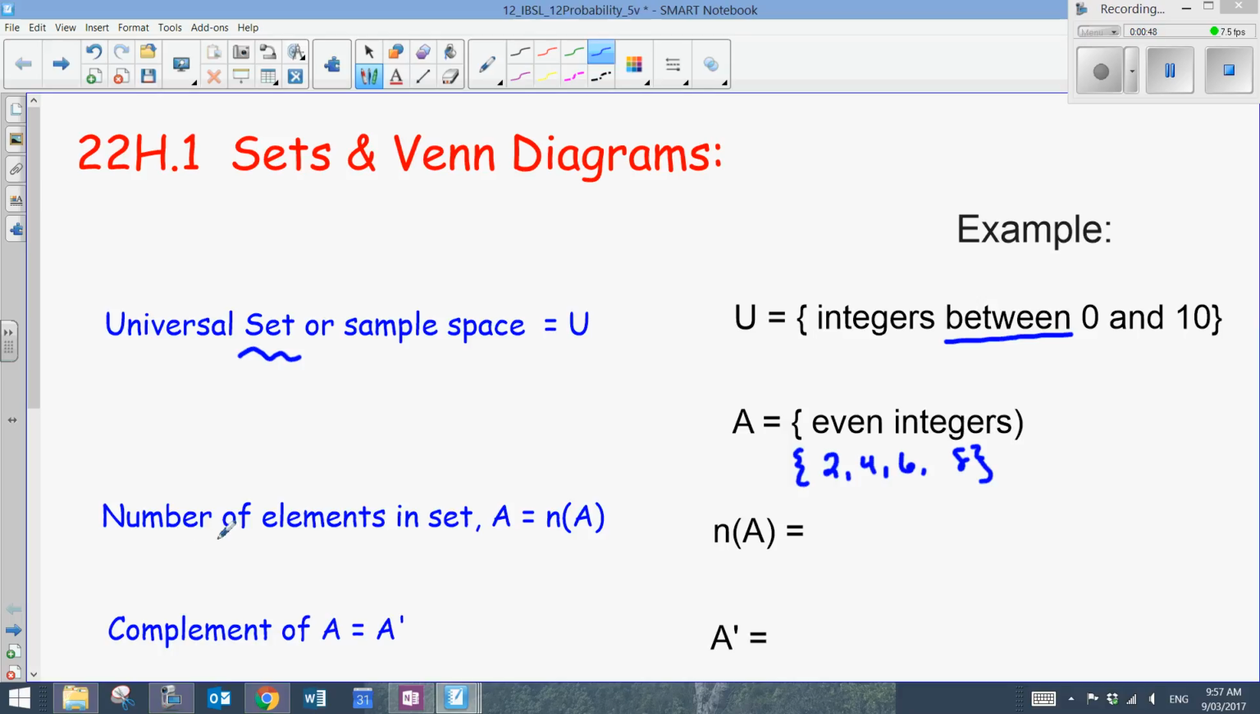And then when we talk about the number of elements in a set, we use this little n of set A. So this little n of set A means the number of elements in set A, which we have 4. 1, 2, 3, 4 elements in set A.